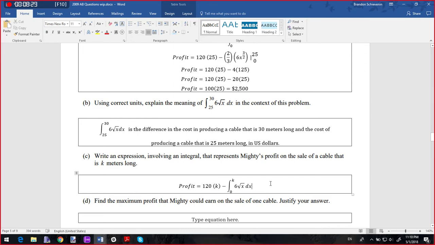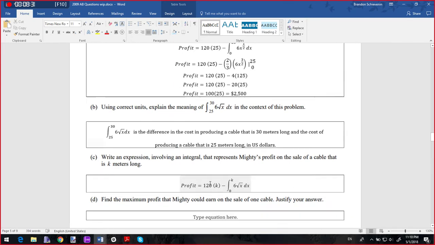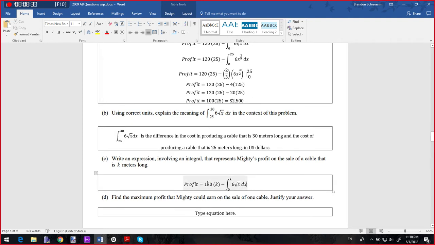So the cost to the customer is 125 times k, so that's the money that the company is taking in. And then the money that the company is spending depends on the length of the cable, which increases based on how long that cable is, from 0 to k.